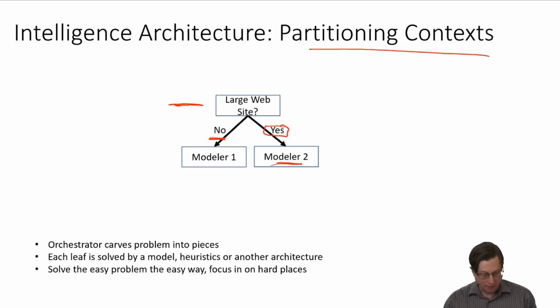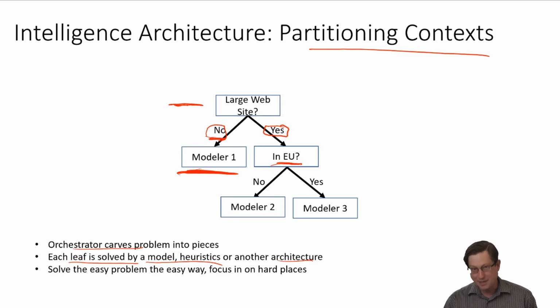That's a nice start. The orchestrator can carve the problem up, and then each leaf is solved by a model, heuristic, or another architecture. For example, you could have a whole model sequence like we described on our previous slide that you use on small websites, and a whole other intelligence architecture that you use on large websites.